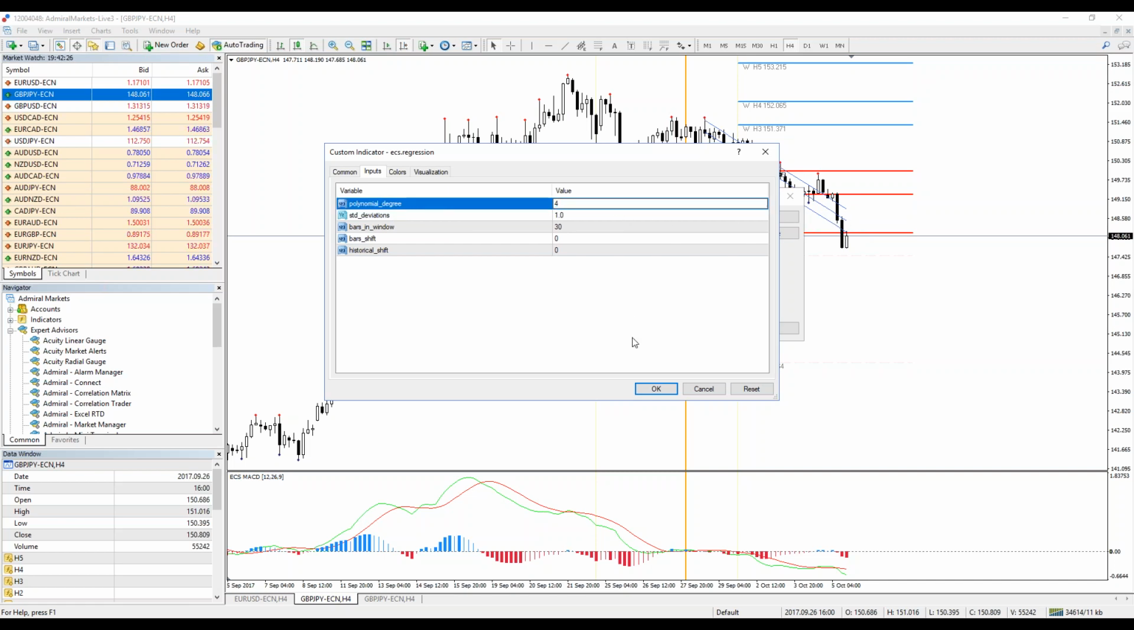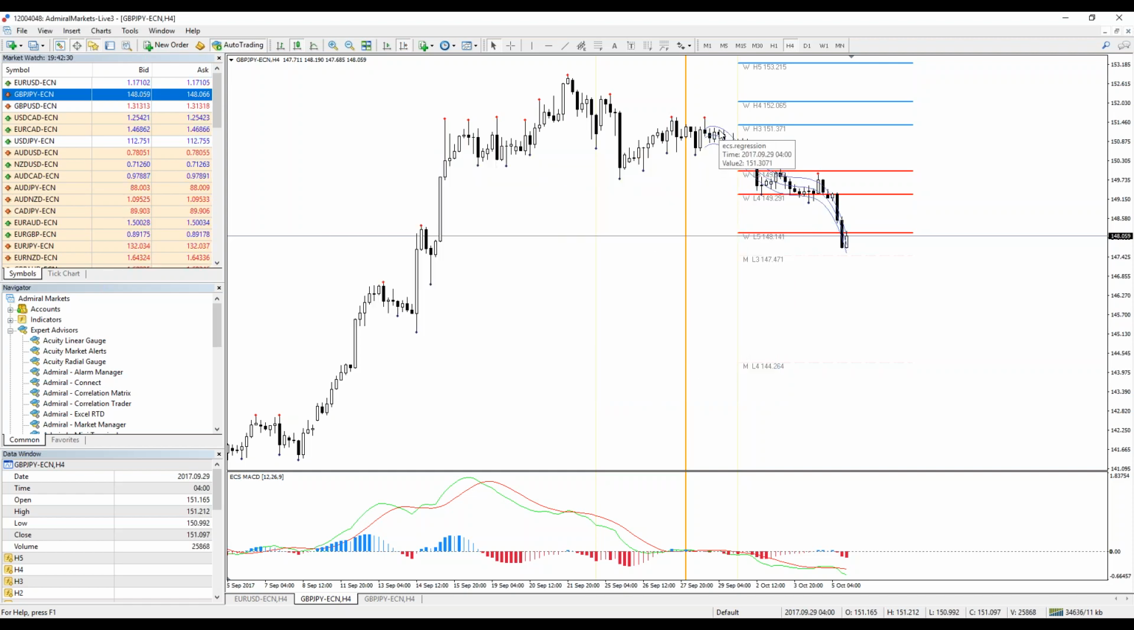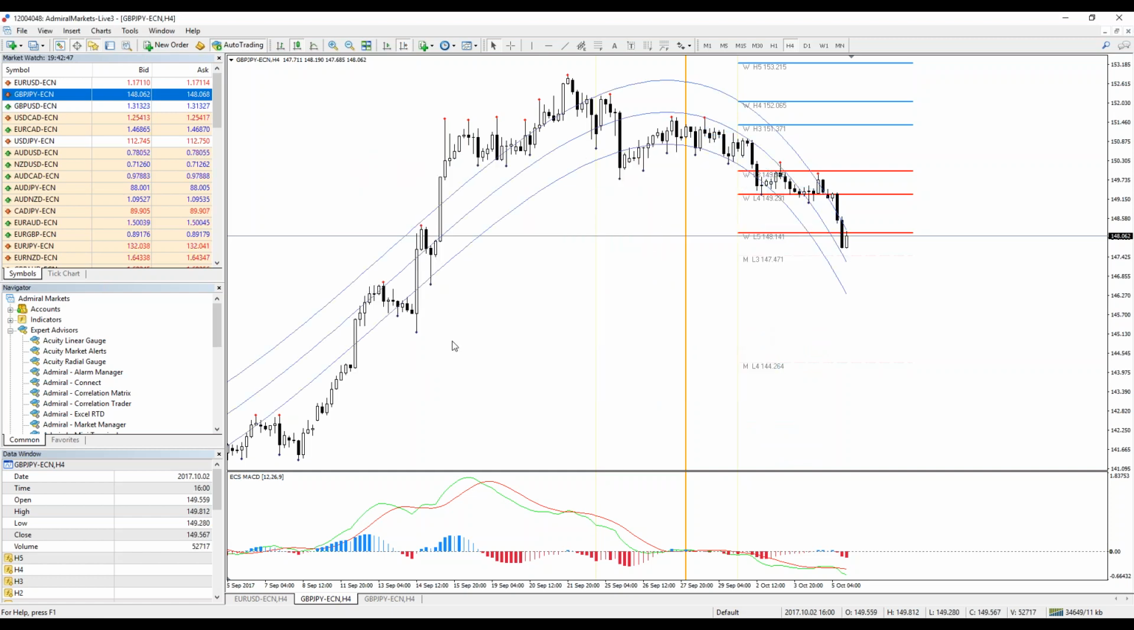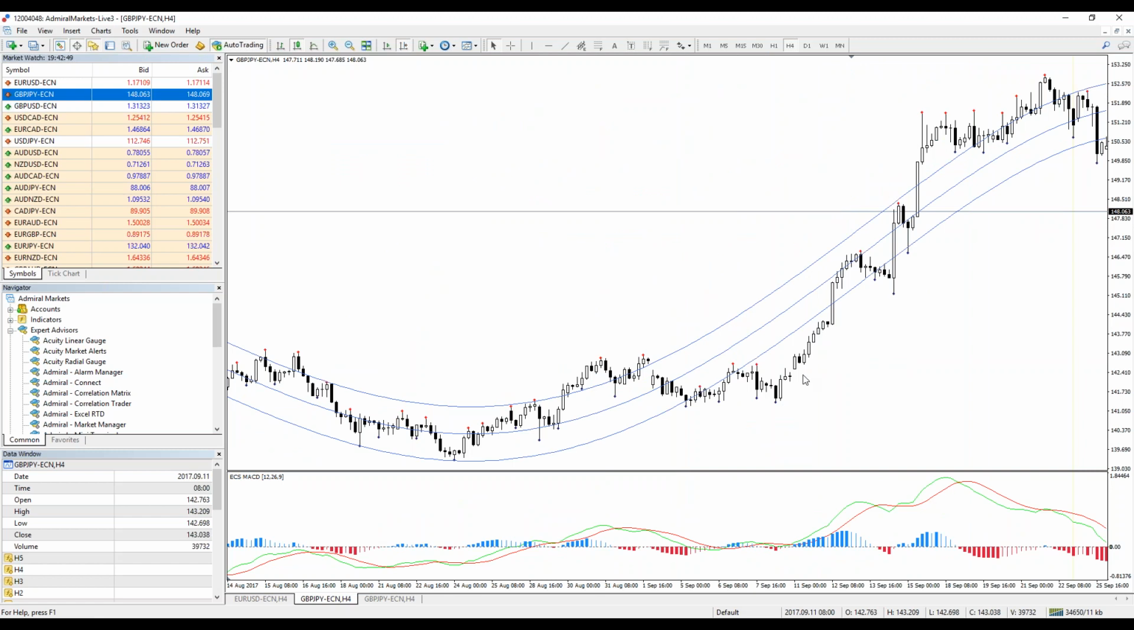So let's put 4, let's say. A polynomial degree of 4 will make a 4 curve in the now moment and in the past. Now, if you adjust the indicator to take into account more bars, let's say instead of 30, we use 300 bars or candlesticks on the chart, now you will see how it looks. And guys, it looks like a holy grail, right?